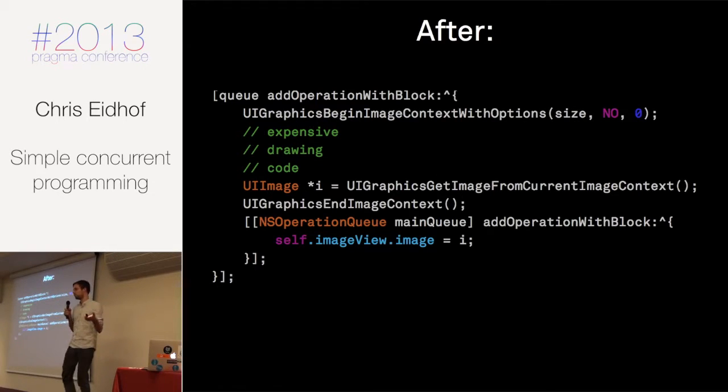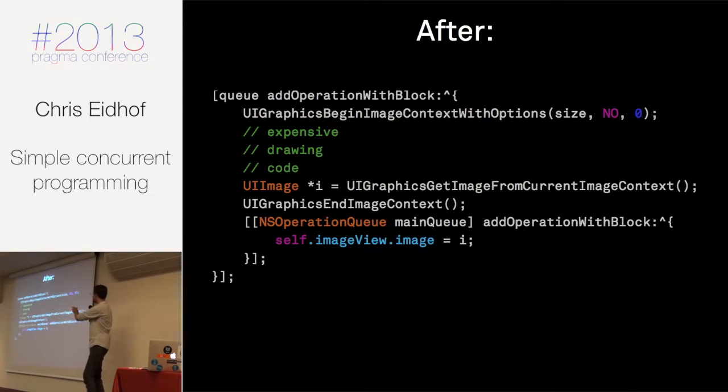So suppose you have this queue, we'll talk later about how to get them. Suppose you have this queue, you just add an operation with a block. And then you call UIGraphicsBeginImageContextWithOptions. And this creates a new drawing context on the thread you are on. And there's a nice little detail. This 0 here is the scale. So you can pass in 1 or 2: 1 for a normal display, 2 for a retina display. And if you pass in 0, UIKit will detect which display you are on and use the right scale for you, so you don't have to do that.